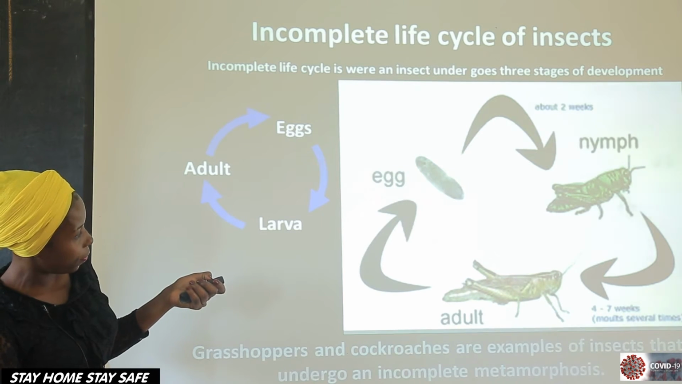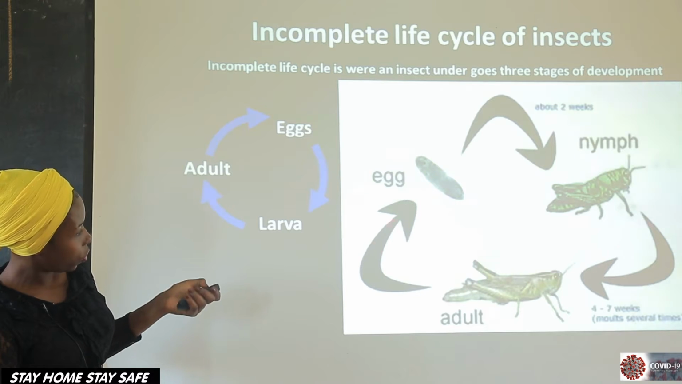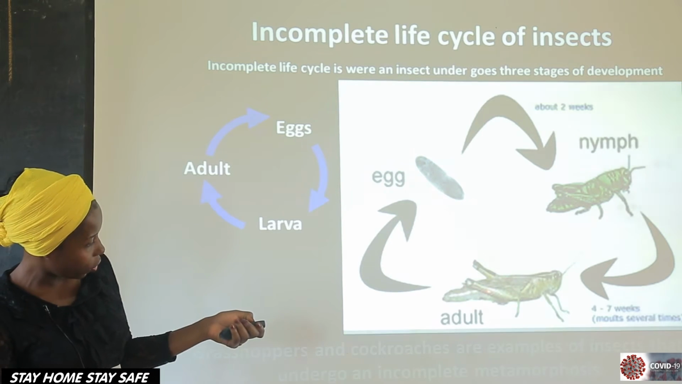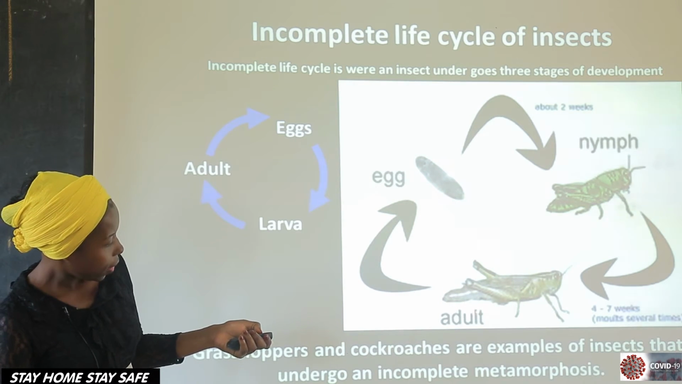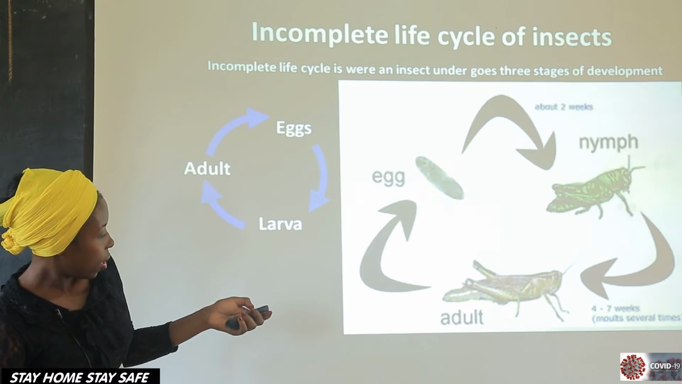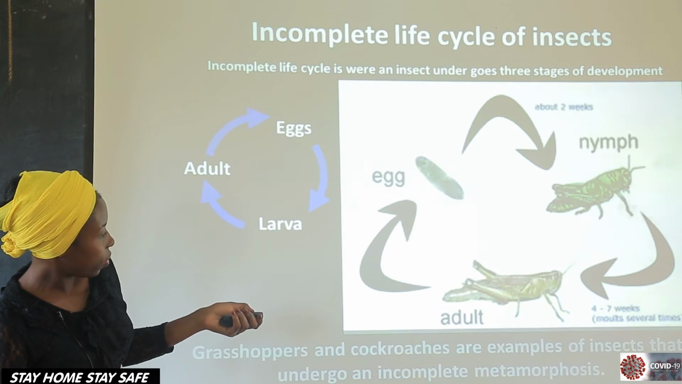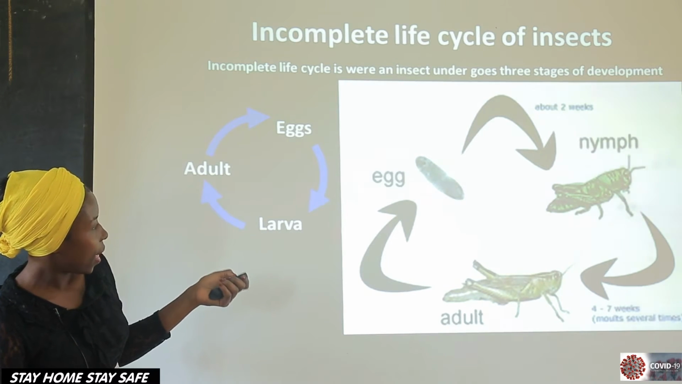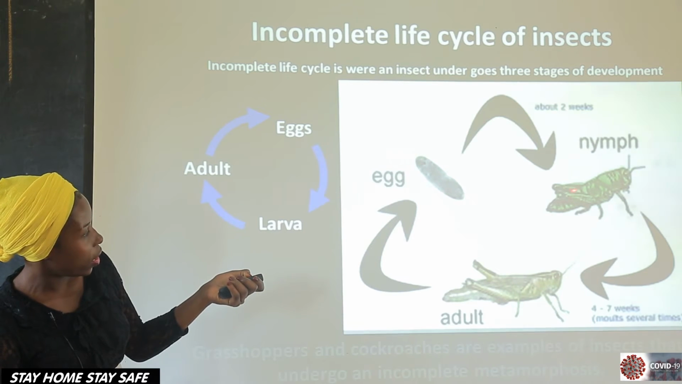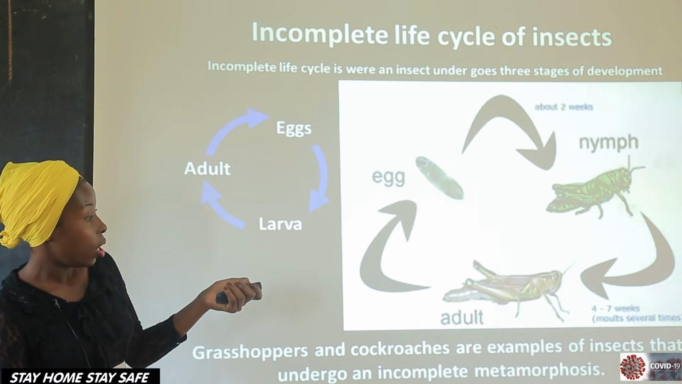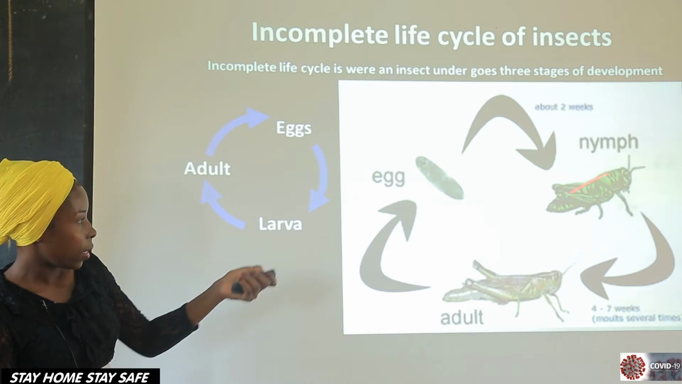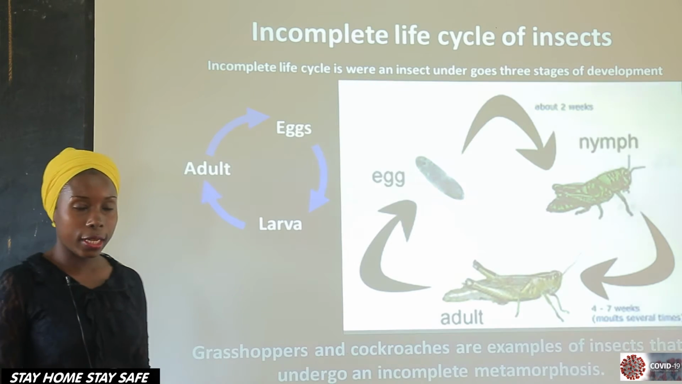Have you seen the word nymph? Yes, and in particular here we're looking at a grasshopper. Do you see a grasshopper? Yes, the grasshopper. The adult grasshopper lays the eggs, and then the eggs turn into the nymph, that is the larva stage, and then after some time the nymph will turn into the adult.